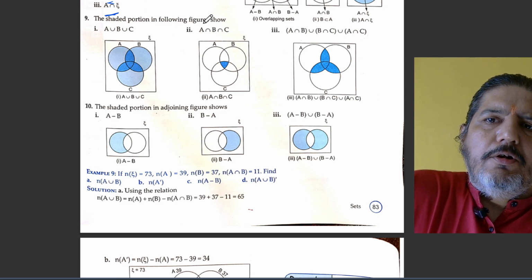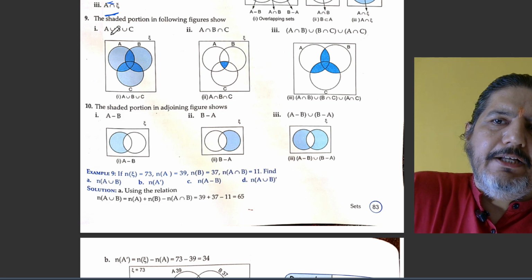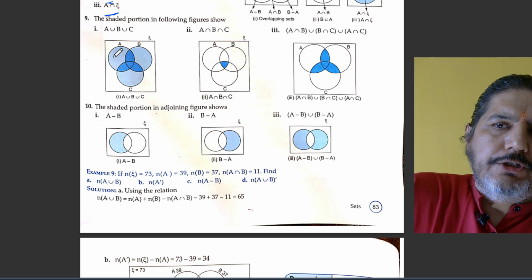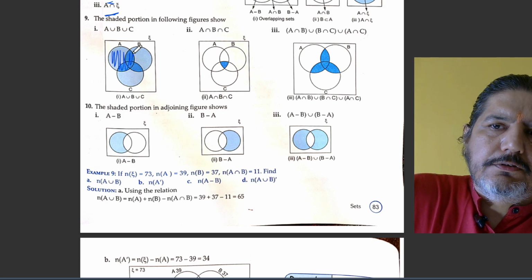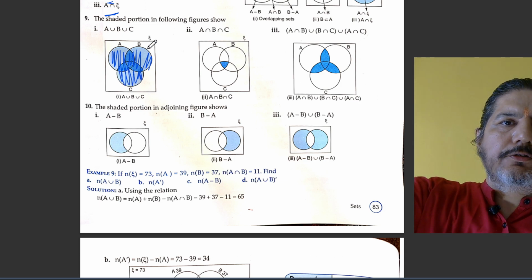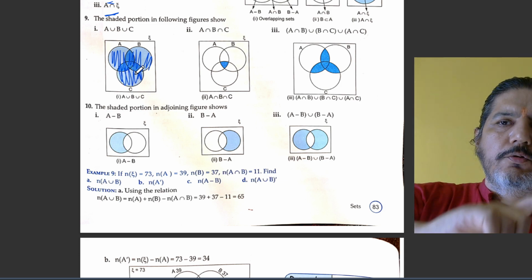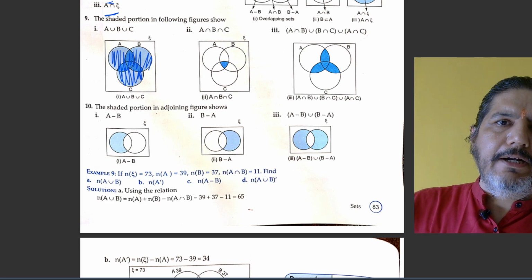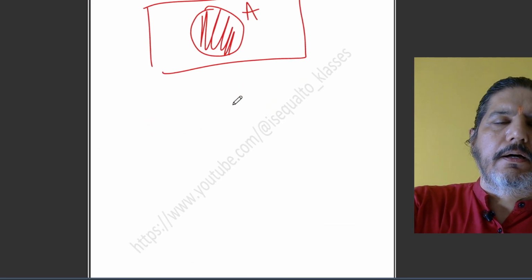Now, shaded portion in the following region. So this shaded portion is A union B union C. Shaded portion in the sense that all of this. So all the elements which are unique in A, B, C. When I say unique, what I'm trying to say is that you can't take repetitive elements.